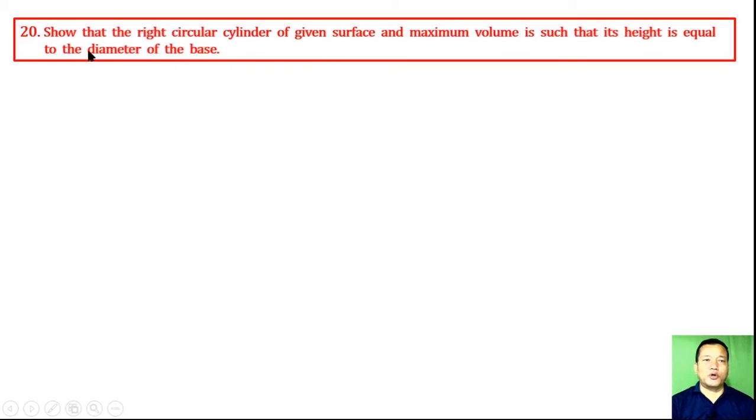Question number 20. Show that the right circular cylinder of given surface area and maximum volume is such that its height is equal to the diameter of the base.